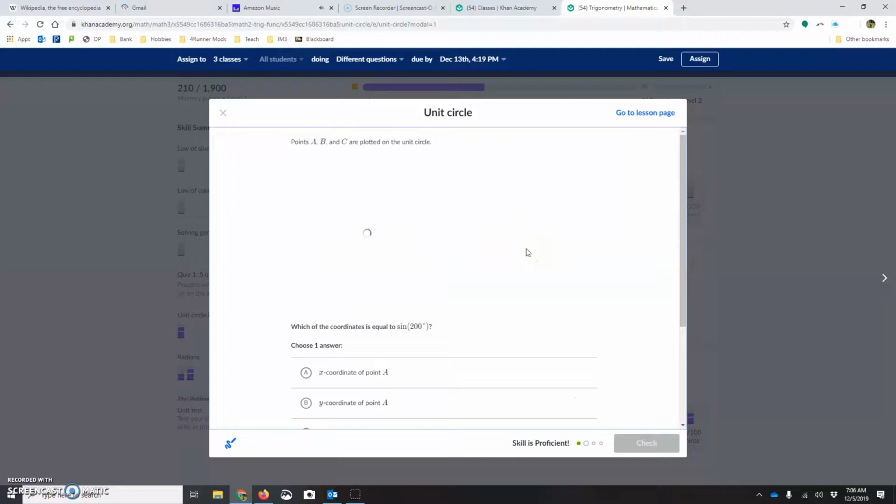A, B, and C are plotted on the unit circle. Which of the coordinates is equal to sine of 200 degrees? Okay, so there's two things. We first just find 200 degrees on our unit circle, and then it's something to memorize, unfortunately. So for 200, we go 0, 90, 180, 270, which means B must be our angle.